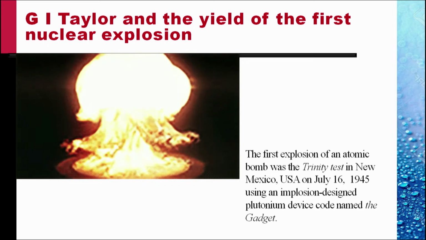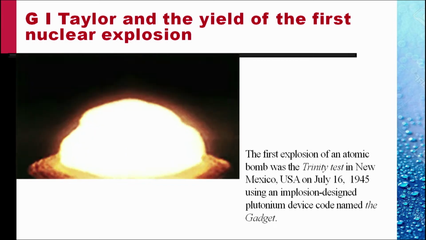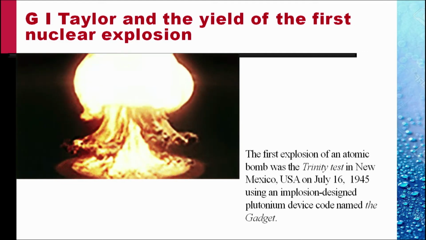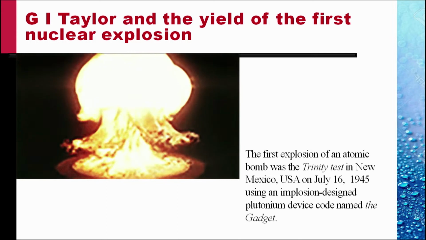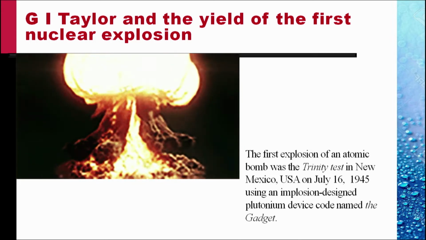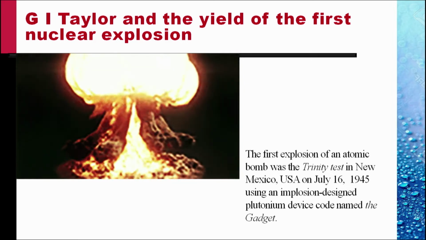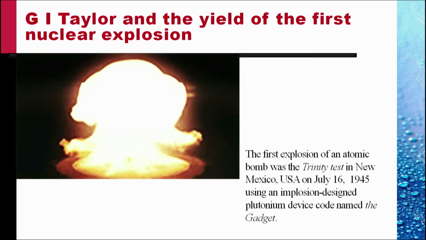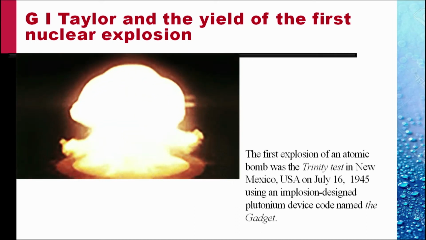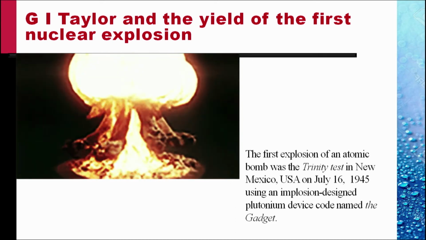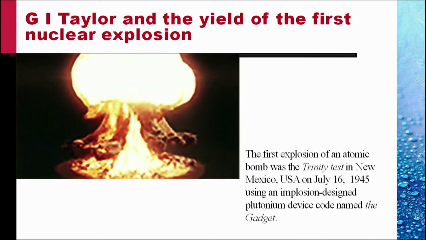Perhaps the most dramatic use of Similitude was when Sir G.I. Taylor of Cambridge University predicted the yield of the nuclear explosion. The first explosion of an atomic bomb was the Trinity test in New Mexico, USA on July 16, 1945. It used an implosion device named the Gadget.